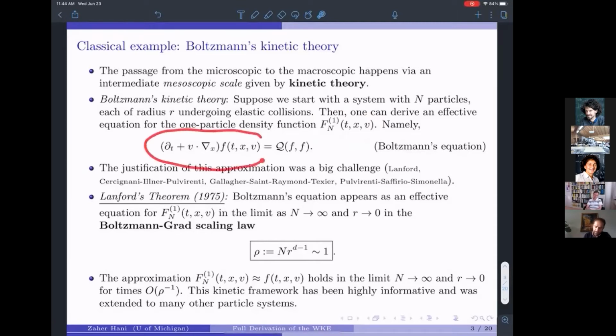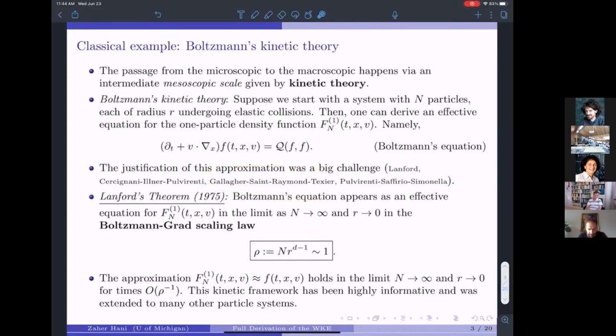The left-hand side has a transport term. On the right-hand side is the collision kernel, which I don't write explicitly here. And of course, the justification of this approximation was a big challenge, and it was finally done by Lanford in 1975, and the proof was later properly understood and completed by the authors mentioned here, particularly the work of Gallagher, Saint-Raymond, and Texier.